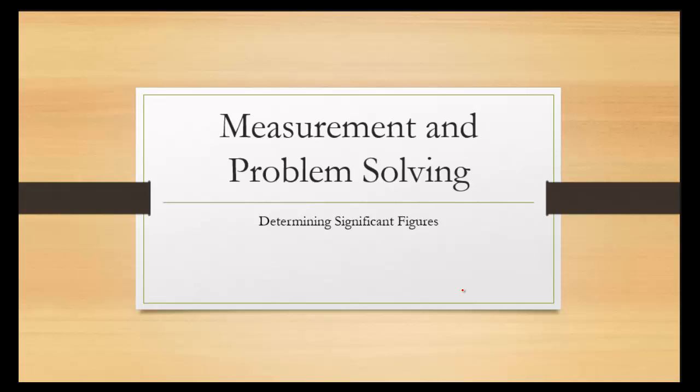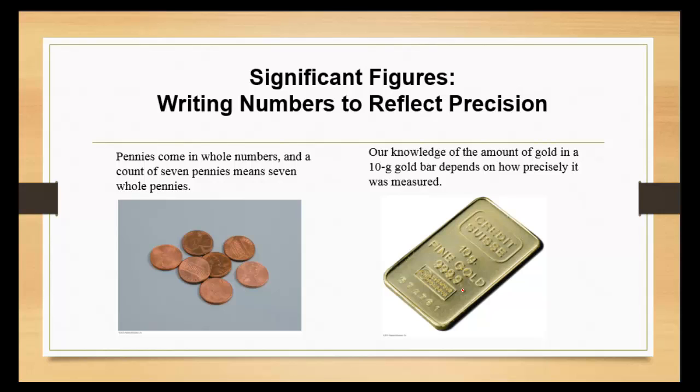In this tutorial we will be discussing significant figures. Significant figures is a way of writing numbers to reflect precision. For instance, we compare pennies versus gold. Pennies come in whole numbers, and a count of 7 pennies means that there's 7 whole pennies. However, our knowledge of the amount of gold in a 10-gram bar depends on how precisely it was measured.